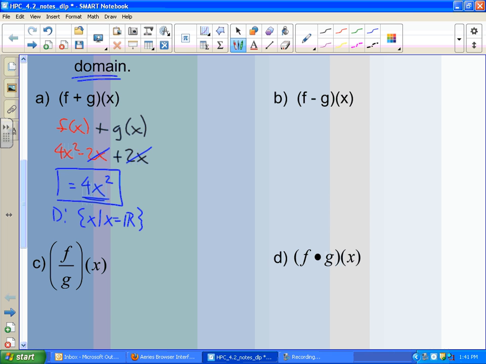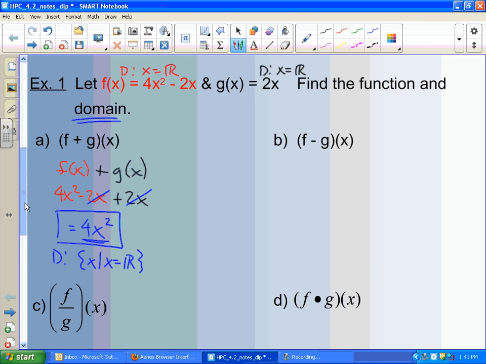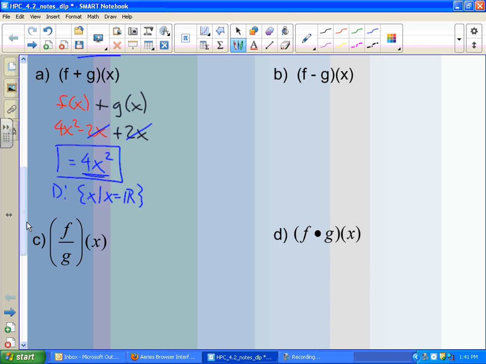Not y though. The ranges would be different. The range would be greater than or equal to 0. Right. We're not talking about that. We're just talking about domains. Okay, and then we get over to B.